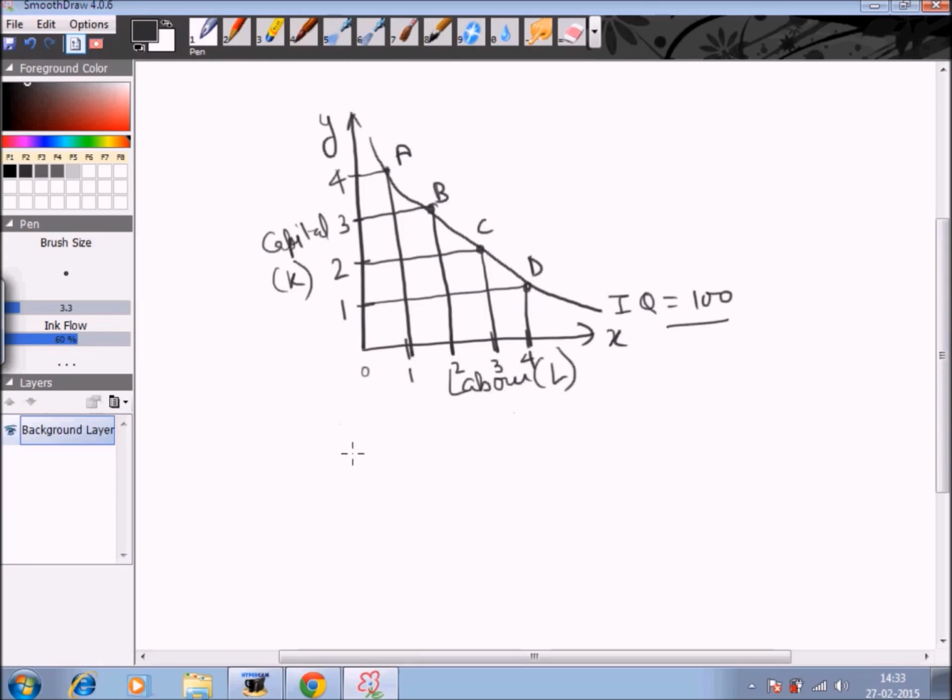If there had been a positive relationship, then the curve would have been like this, that is, as we increase capital, we also increase labor. But in such a curve, we would never get the same quantity produced, because as we increase all the factors of production, the quantity produced is bound to increase. So that is why the curve is negatively sloping.